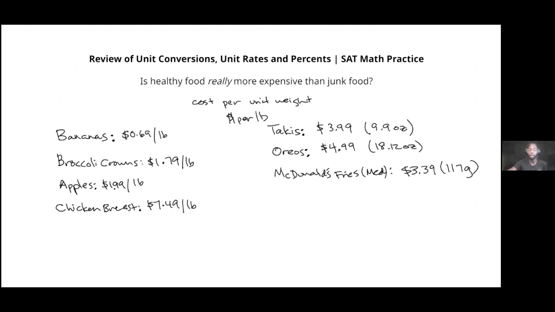All right, so here we go. How do we want to do this? Let's take Takis. We're going to take Takis and convert those. So it's $3.99 for a 9.9 ounce package. The first thing we can do is this. I'm going to do it in two separate stages, just to illustrate unit conversion, unit rate, and percents. Now we have 9.9 ounces. Well, before we do that, let's do this.